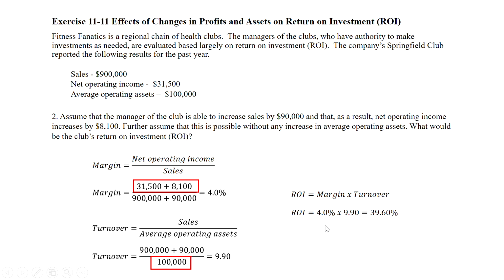Again, I could have done ROI directly with our increased net operating income divided by our same average operating assets and still got the same 39.60. So if I assume all else is the same, I would actually want to do this increase to sales because it's overall increasing margin, turnover, and ROI.